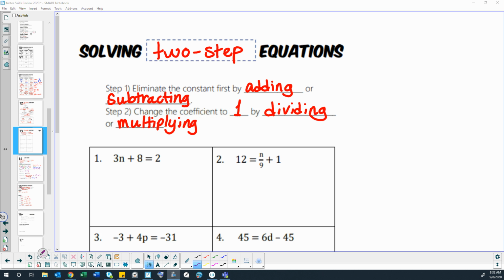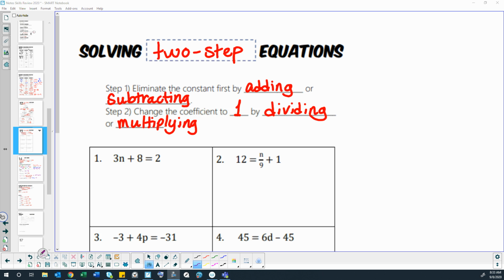What we did in the other ones. Okay, so we have two-step equations. Step 1, eliminate the constant by first adding or subtracting. Step 2, change the coefficient to 1, that invisible 1, by dividing or multiplying.